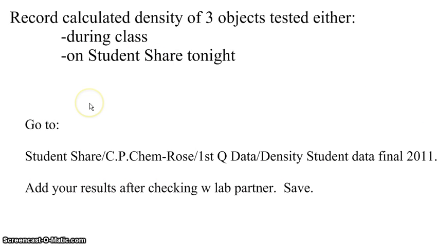And let's see, final note. When you finish your lab tomorrow, you'll be recording the density of the 3 things that you measured. You can either do it during class if you have time, or if you're pressed for time during class and need to clean up and get to your next class on time, then simply upload it to the Student Share folder. And that can be found using this. You're familiar with this. Go to Student Share, go to the folder that we have for chemistry, CP Chem Rose, go to first quarter, and this document. Upload your results to that.